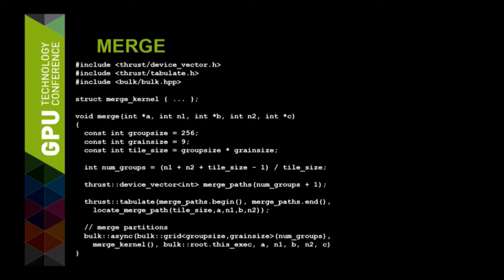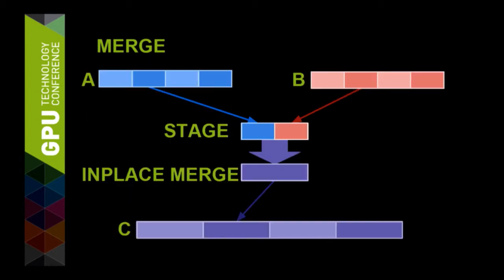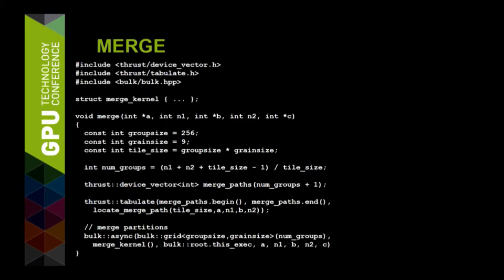So let's take a look at how merge looks. This is implementing the merge path algorithm. It's not really important to understand what merge path is or how it works. But down here at this thrust tabulate call, you can think of this locate merge path function as an oracle that's going to tell us where to start reading in the async call below. But what I want to show you is exactly how this step where we merge each one of these shaded partitions, A and B, works in the stage.